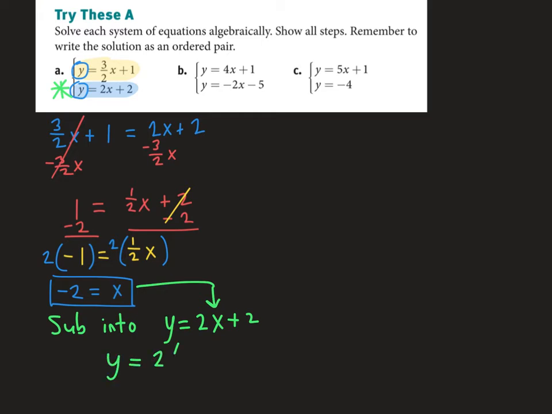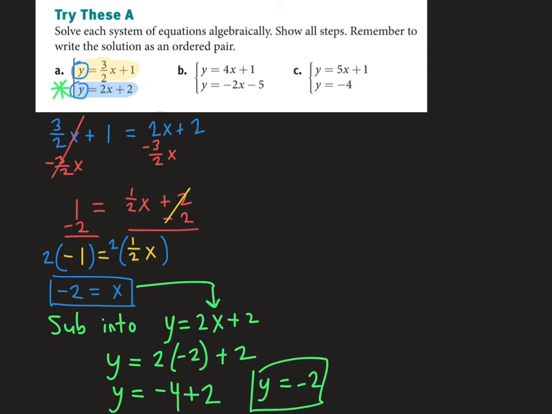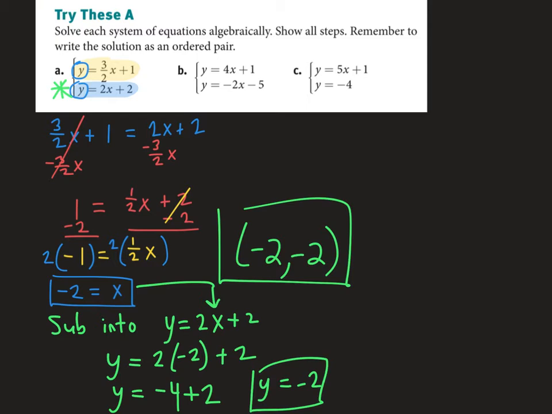It's 2 times, we know x, we found x was -2, right? Plus 2. So y is going to equal, we have 2 times -2, so -4 plus 2. And -4 plus 2 is -2. Okay, so we got x equals -2 and y equals -2. So our solution as an ordered pair is -2 for x, -2 for y. Okay, and that is where those lines would intersect if we had used the graphing method.